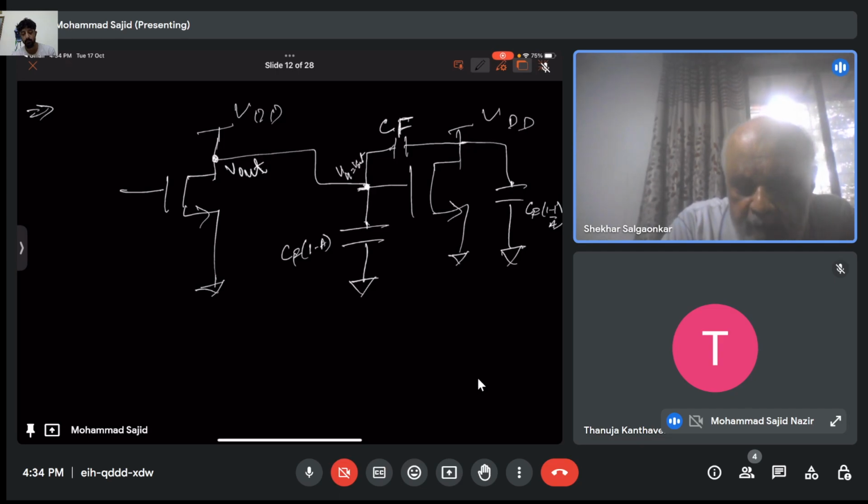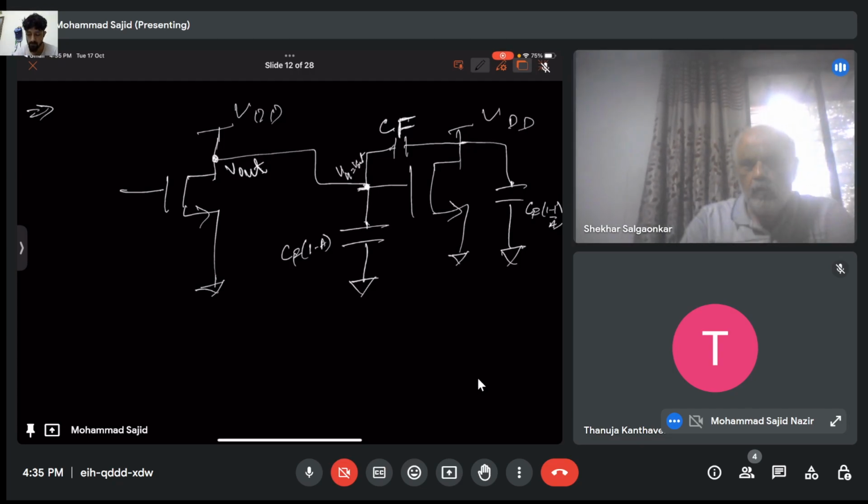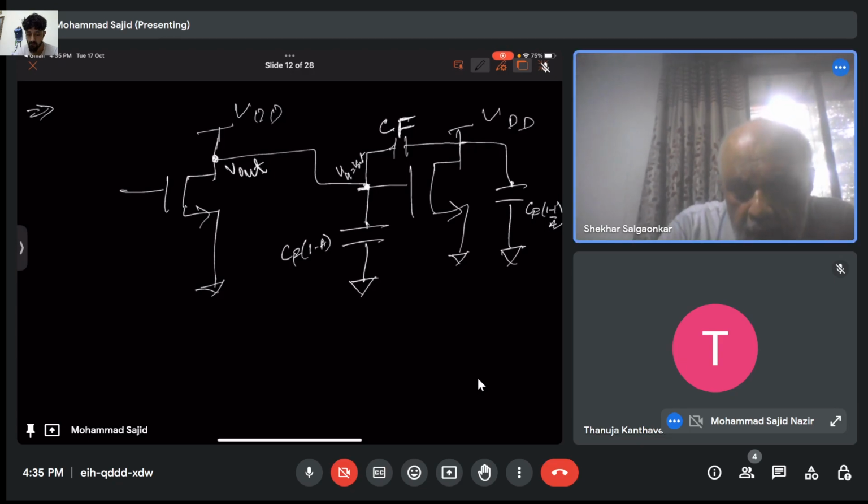So what is the question basically? Sir, the pole is 1 upon RC, correct, sir? So R1C1, R2C2. But normally for the stabilization of the system, we should have R2C2 upon R1C1 greater than 1. Okay.